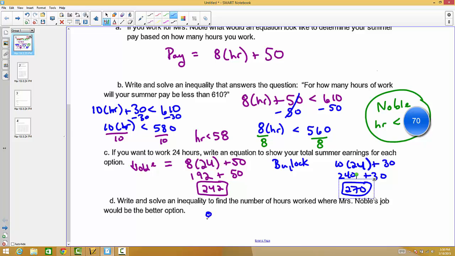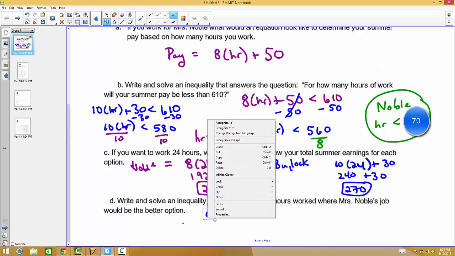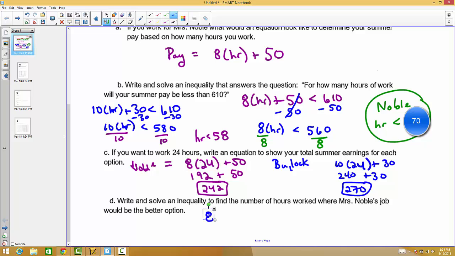So the question is when is 8 hours plus 50, so Mrs. Noble would be a better option. That means you would make more money than 10 hours plus 30. So you've got letters on both sides of the equations. I like my letters on the left. You could move the 8h to the right so that you don't have a negative, but just in case you did it this way, there's a little trick I want to make sure you understand.